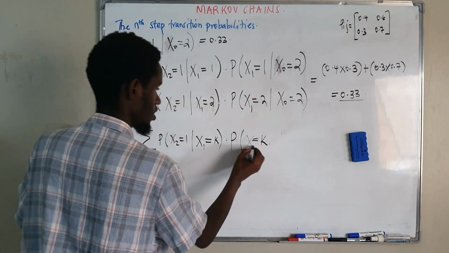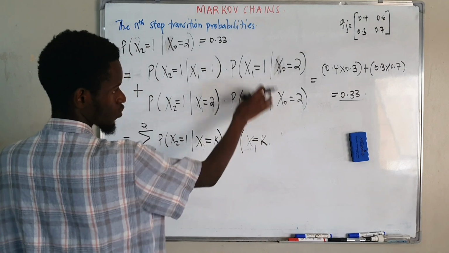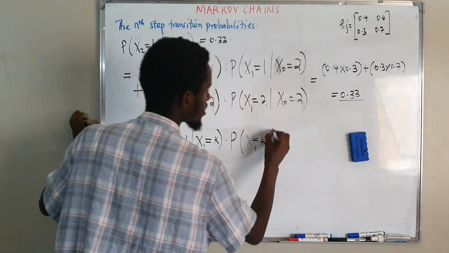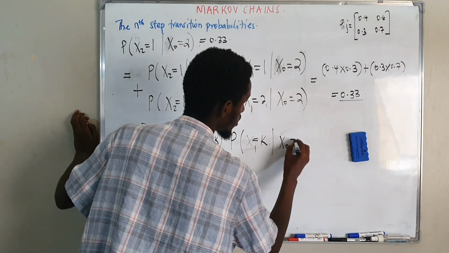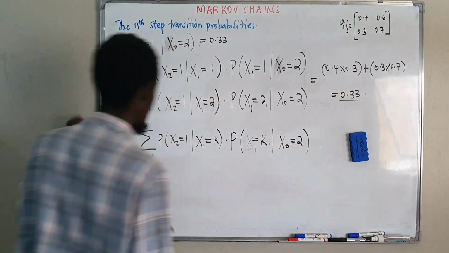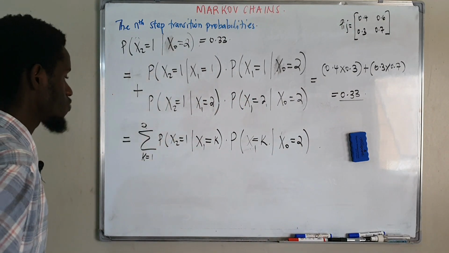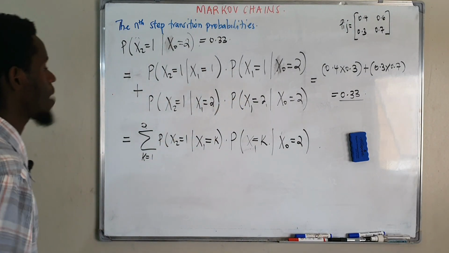It has to be k. X1 is equal to k because it is either 1 or 2. But now the probability of X0 is constant. X0 is 2. Now from here, I just need to write this, and I simplify it into my Pij.